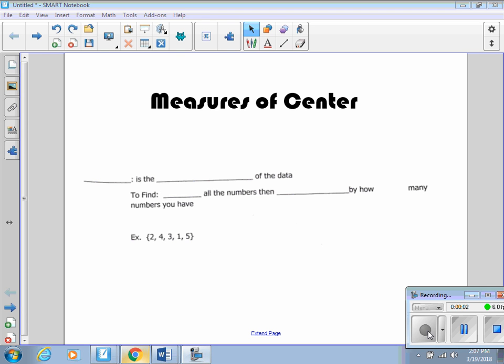Alright, yesterday we went over, you learned what mean was as a balance point. Today we are going to learn about measures of center and what they are and how you find them.